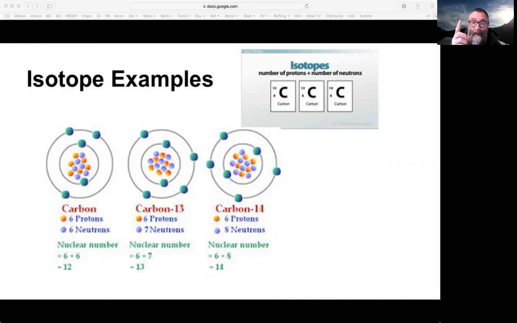You can be a little heavy or a lot heavy. That would be carbon-12 is the same, 6 and 6. Carbon-13 is 6 protons plus a 7th neutron, right? 6 plus 7 is 13, carbon-13. And you can even have carbon-14. It's the same number of protons because it's still carbon, but you know, it's gained a few extra neutrons.